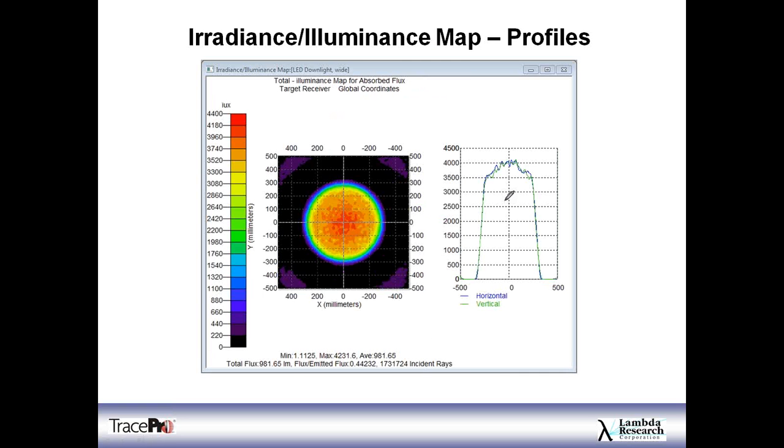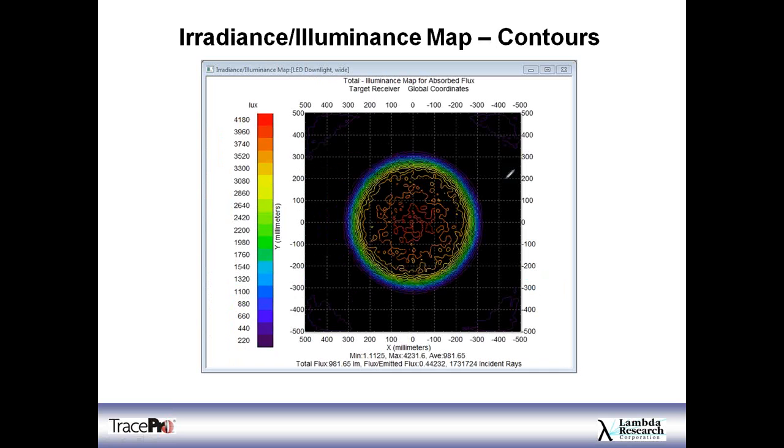There's also profiles. And when you turn on profiles, it sets a crosshair in the target here, and it'll show you here to the right the profile in the horizontal and vertical axis of these crosshairs. And you can also go and move this around. If I had TracePro set up here, you could just left click and drag these crosshairs around to any point in your model, and then you'd see the profiles for that point over here on the right. You could also display the irradiance illuminance map as a contour plot.